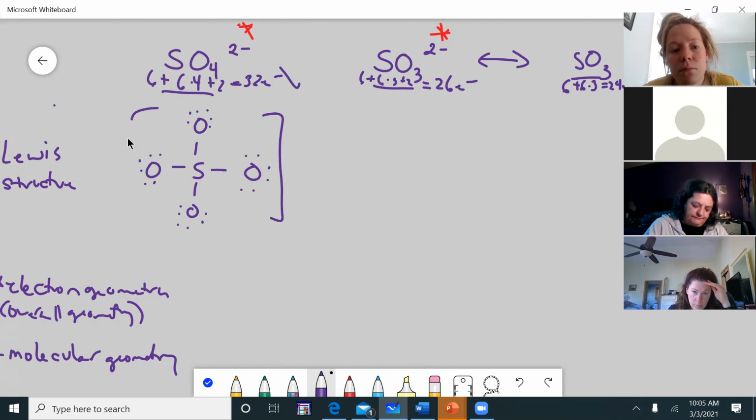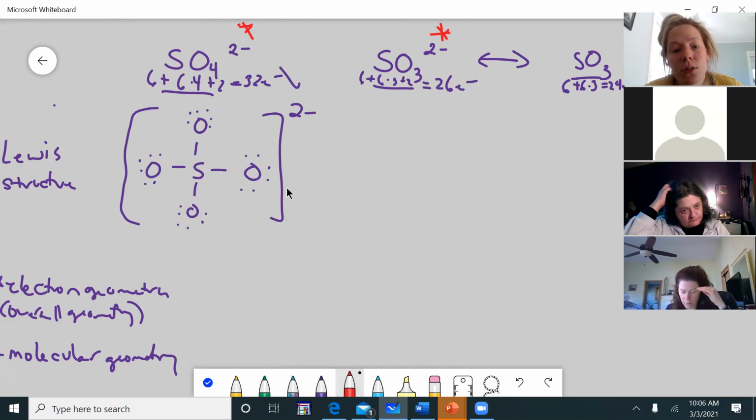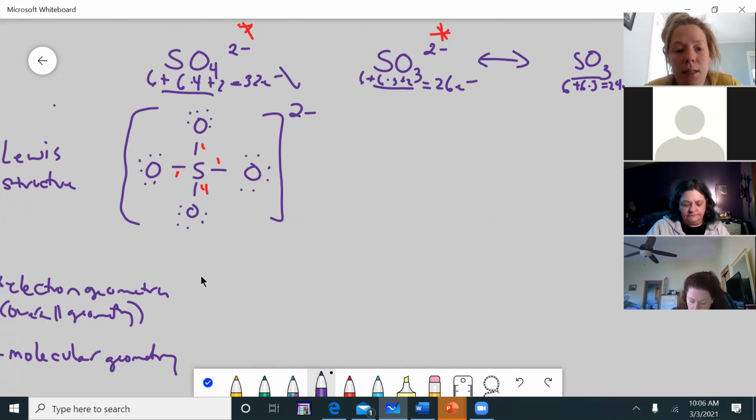When you do a polyatomic ion, you can put it in brackets and put the charge around the outside. So we're done with that. So as far as its electron geometry is concerned, let's look at the central atom. I have 1, 2, 3, 4 electron groups. So its electron geometry is tetrahedral.